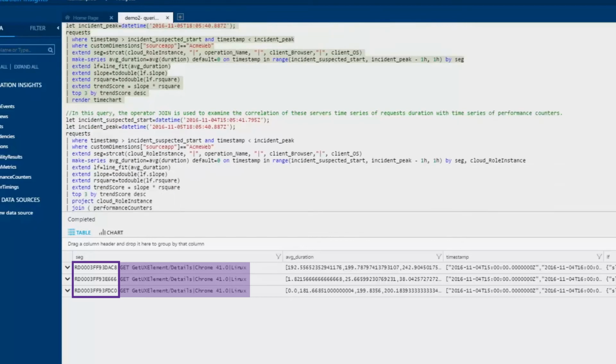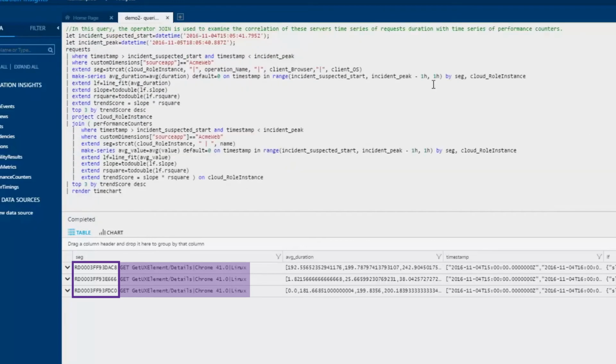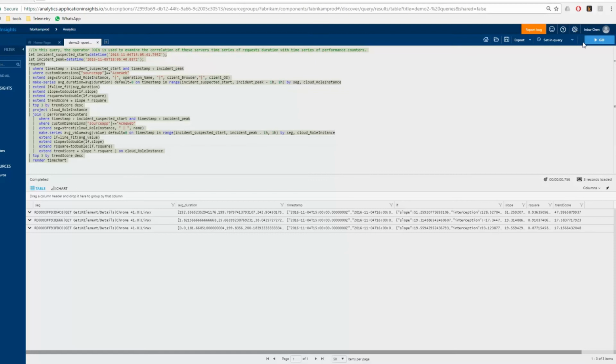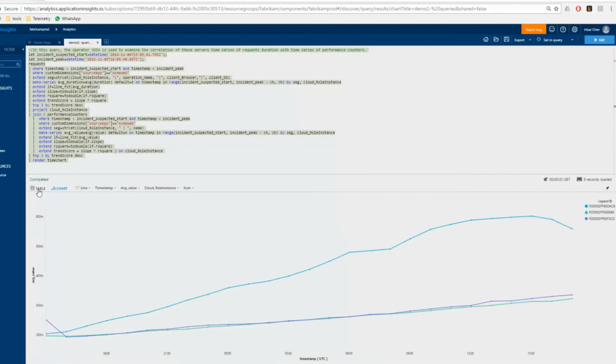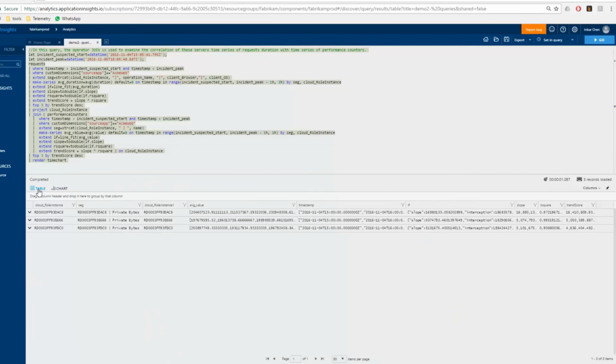Now let's see if we can learn more about what's happening with the 3 servers. In this query, the operator join is used to examine the correlation of those servers' time series of request duration with time series of performance counters. We see a complete correlation between the servers that were manifesting a degradation in the processing time of requests and those that manifest the symptoms of a memory leak. This gives us the root cause and completes our investigation.